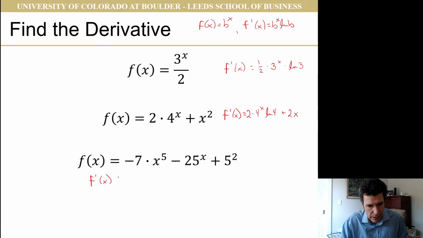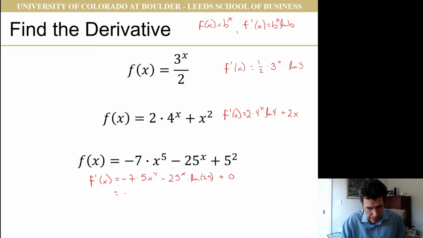Last problem: negative 7x to the 5th minus 25 to the power x plus 5 squared. The derivative is negative 7 times 5x to the 4th, power rule, minus 25 to the power x times ln of 25, plus 0.